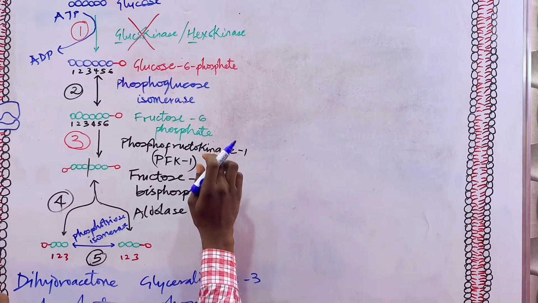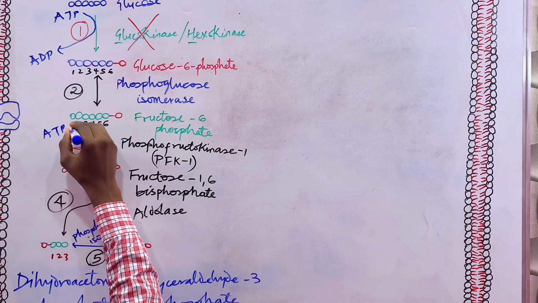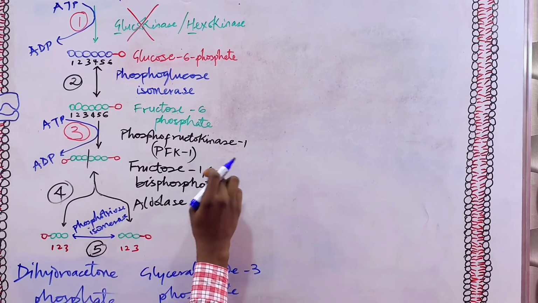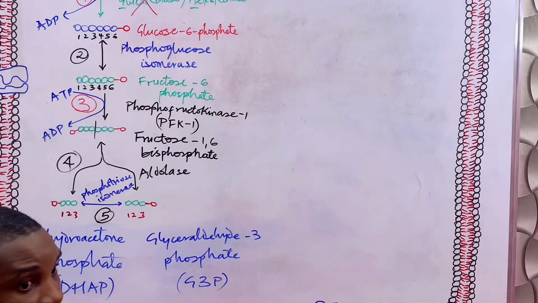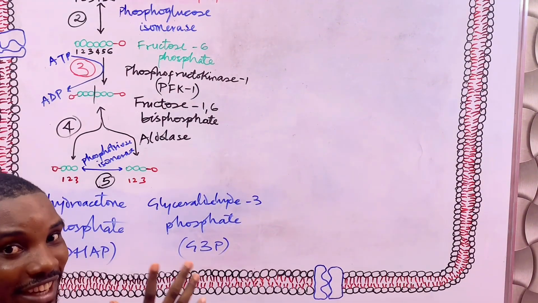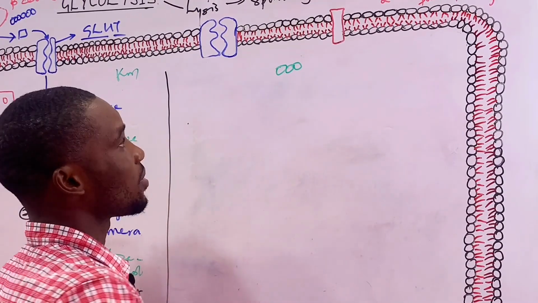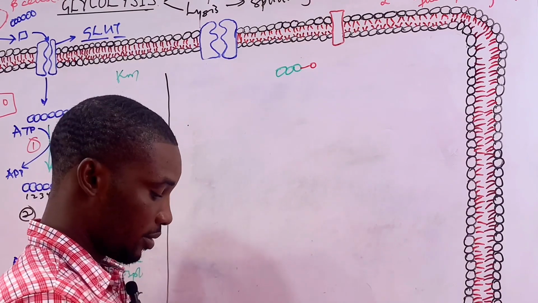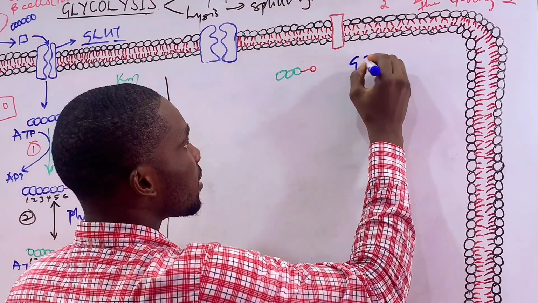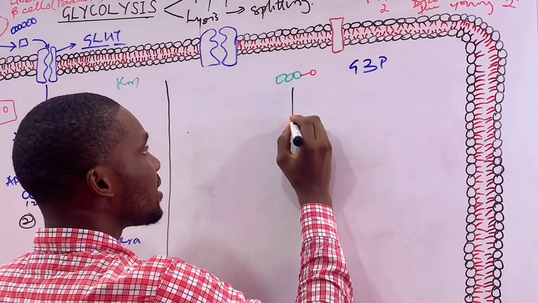And then another reaction that required a kinase was step 3. ATP was used and ADP was formed and a phosphate was attached here. So far, we've invested how many ATP? 2 ATP in the energy investment phase of glycolysis. So guys, we formed our glyceraldehyde 3-phosphates. This is our phosphate over here. That's the glyceraldehyde 3-phosphate.